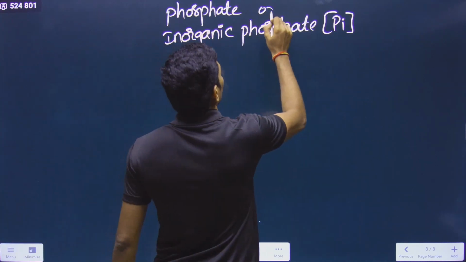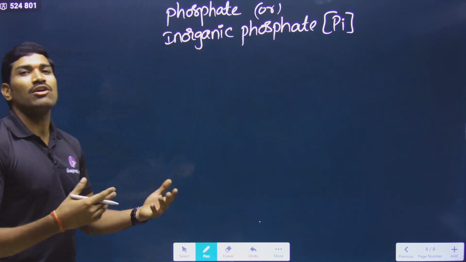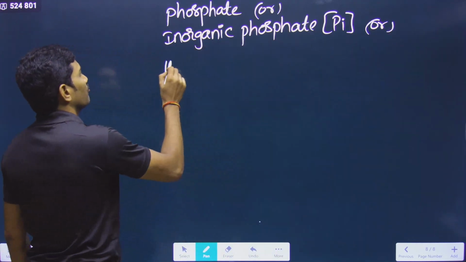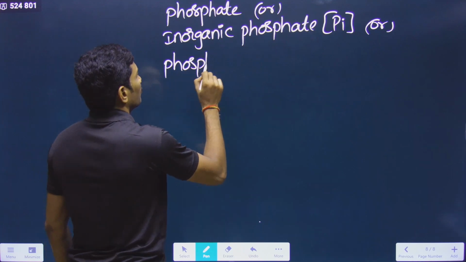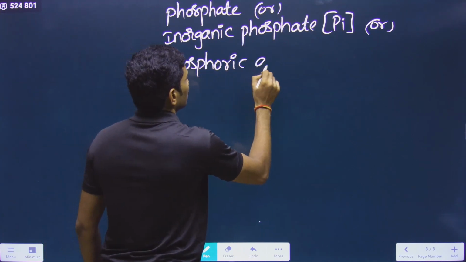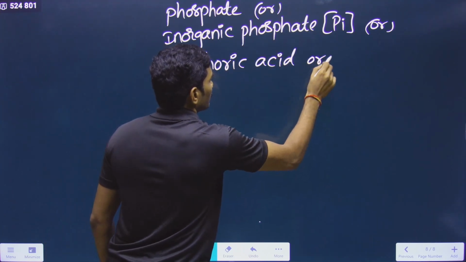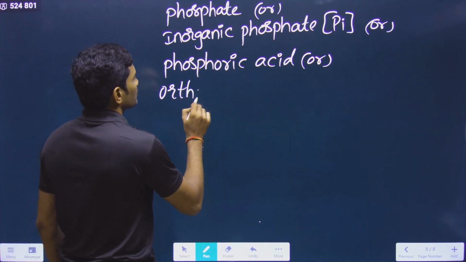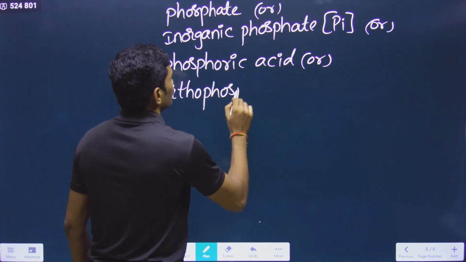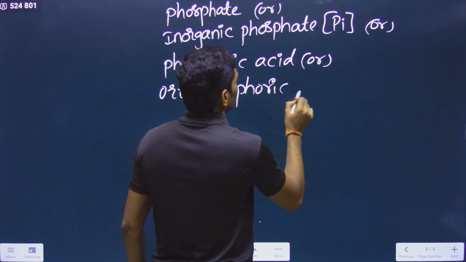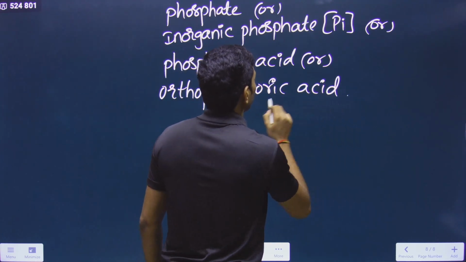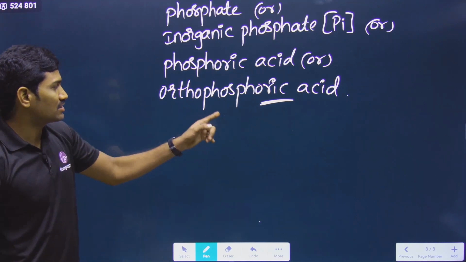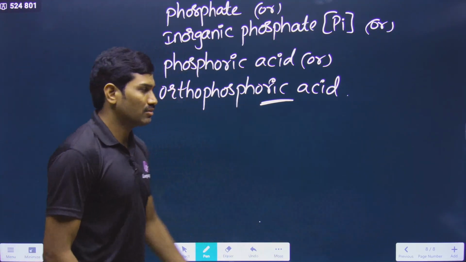Phosphate, simply phosphate, or you can also call this inorganic phosphate, or you can also call it phosphoric acid. In the previous lecture also we studied, no? Phosphoric acid. Or more clearly, you can also call it orthophosphoric acid. Please observe the spelling very carefully. It is phosphoric acid. It is not phosphorus acid. Please observe this. It is phosphoric acid. Okay, what is this phosphoric acid?